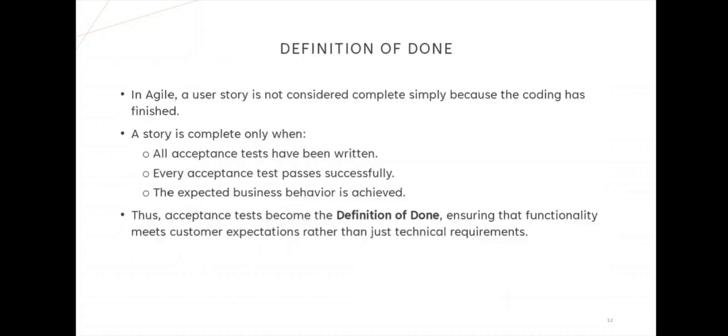In Agile, coding alone does not mean the work is finished. A user story is complete only when all the acceptance tests are written, every test passes successfully, and the expected business behavior is achieved. That's why acceptance tests become part of the definition of done.